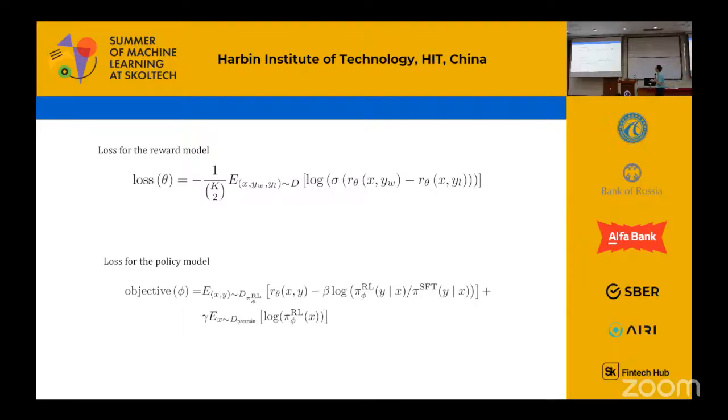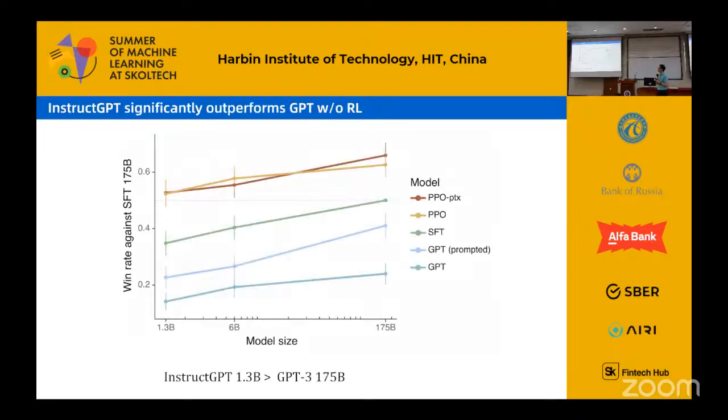Another loss item is the pre-training gradient. This is just like a next token prediction loss, because it's observed that without this loss, the model will forget some capabilities obtained in pre-training. So we also introduce the pre-training loss in the RL training. Okay, so this is the overall training loss for the PPO in InstructGPT. Here we show the results of InstructGPT.